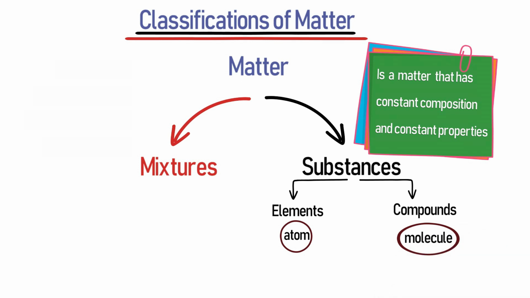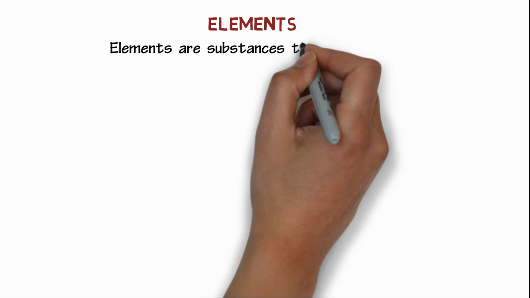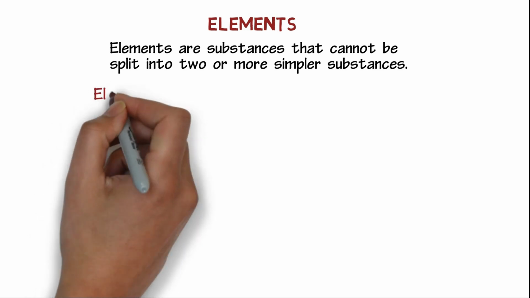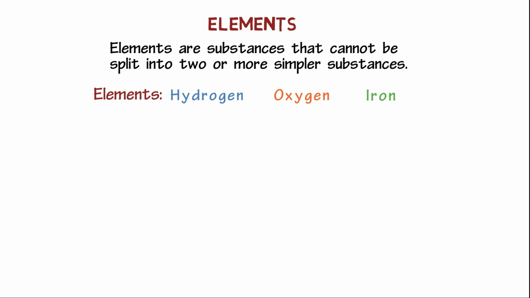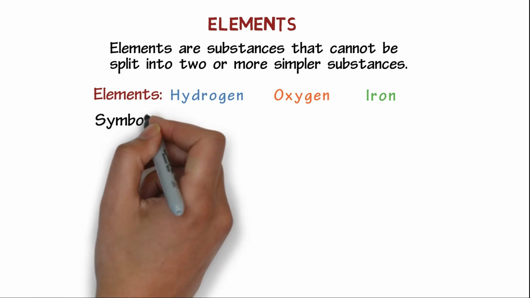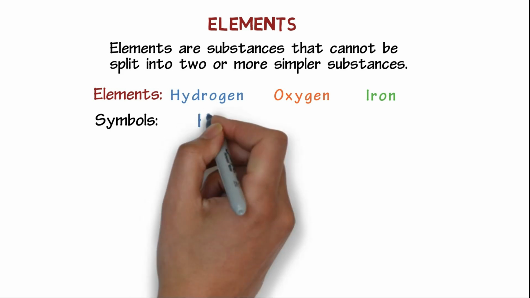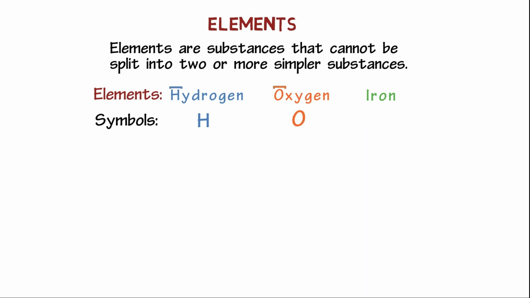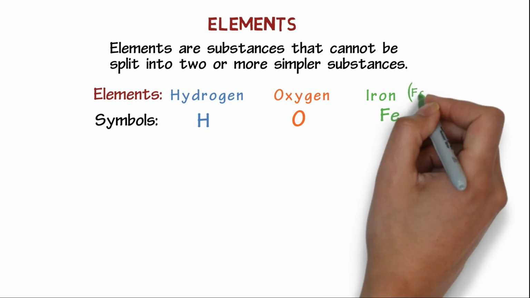Let me explain more about elements and compounds. By definition, elements are substances that cannot be split into two or more substances. A few examples of an element are hydrogen, oxygen, and iron. Every element is denoted by a symbol derived from its name. For example, hydrogen has a symbol H. Oxygen has a symbol O. As you can see, all these symbols are gotten from the names of these elements. Iron has a symbol Fe, derived from its Latin name, ferrum.